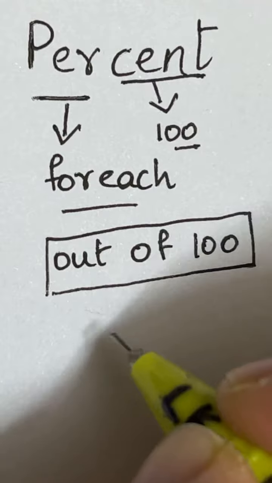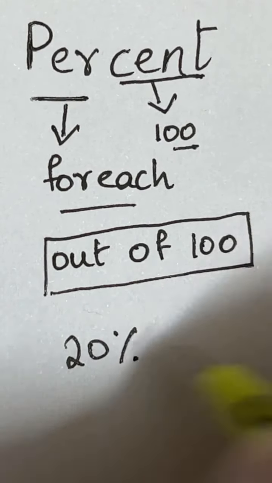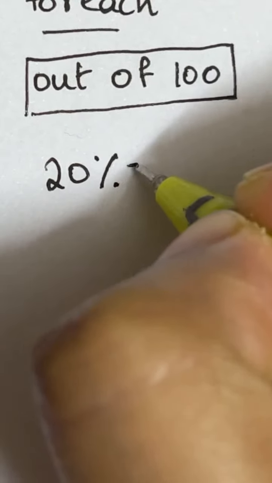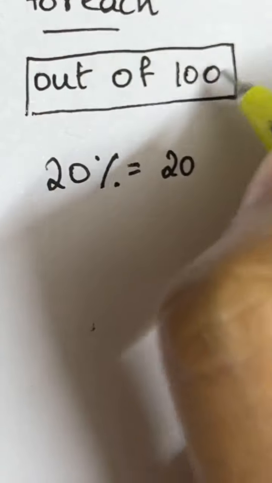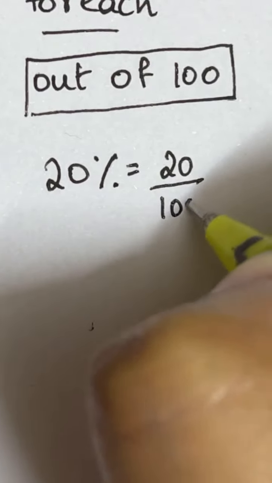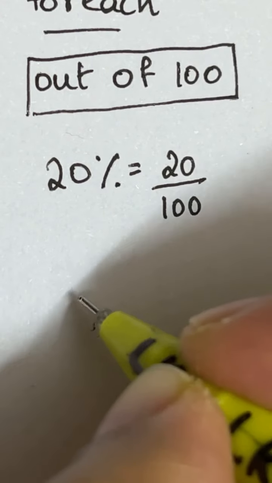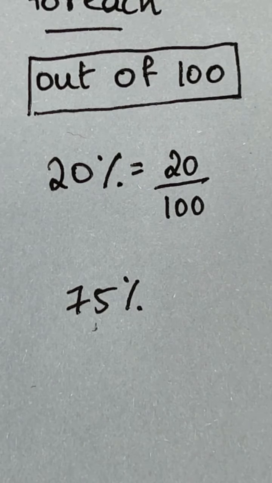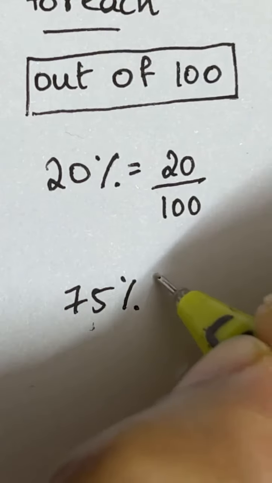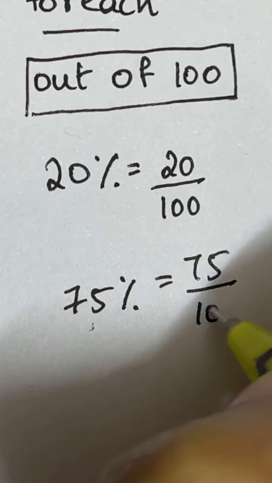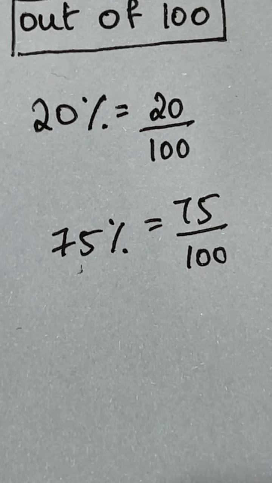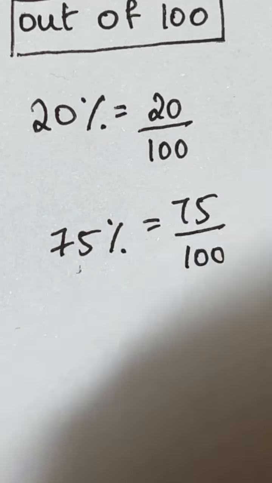You have 20%. Now what does this 20% mean? 20 is out of 100. That's what the percentage means. 20 out of 100. Now if somebody got 75% marks, what does that mean? They got 75 out of 100. If you say 75% marks, that means it is 75 out of 100.